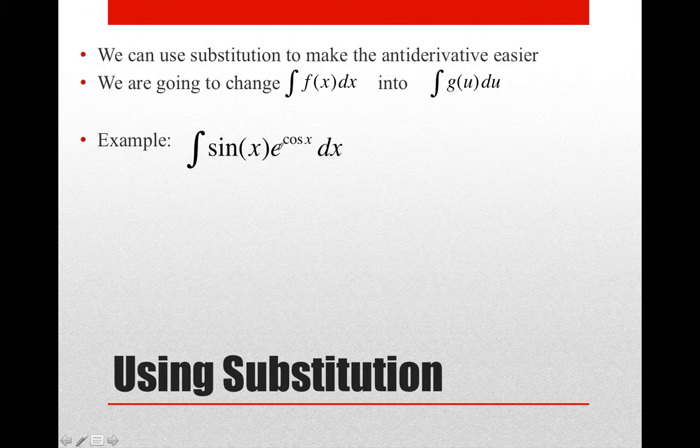I know that the derivative of cosine is sine. That's actually the negative sine. So I know that if u was equal to cosine of x, du is negative sine of x dx. What I want to do first here is rewrite this, compensating for the negative. I want to say it's negative sine x e to the cosine x dx.